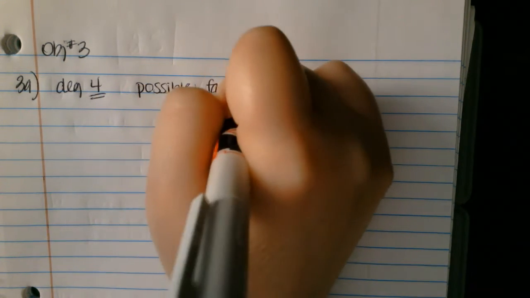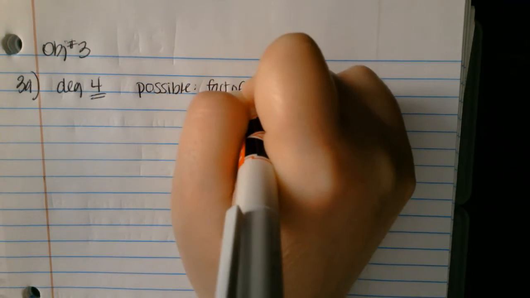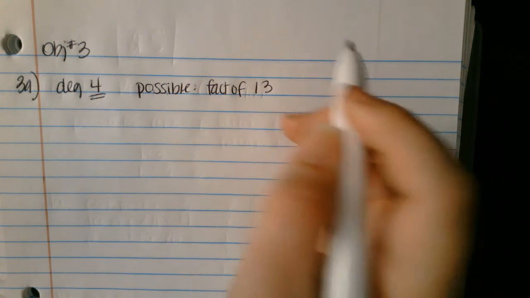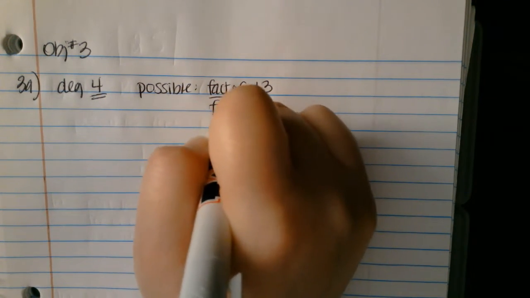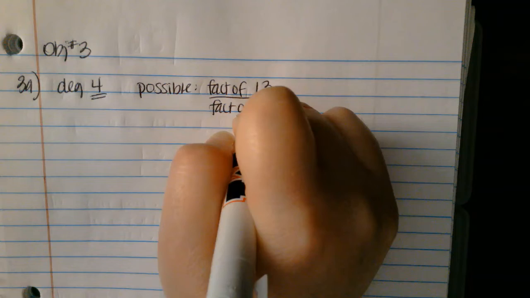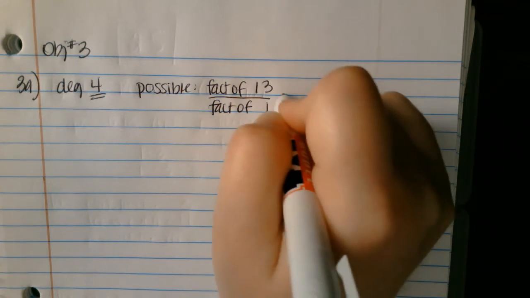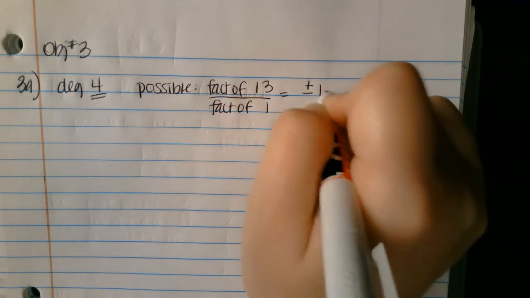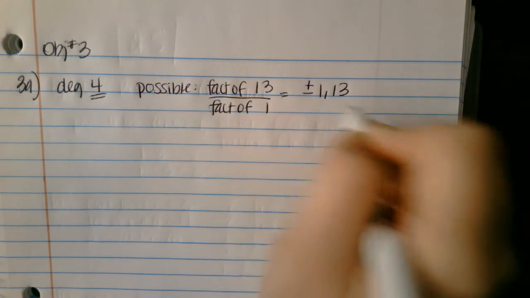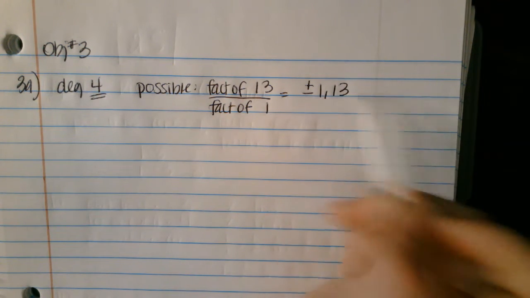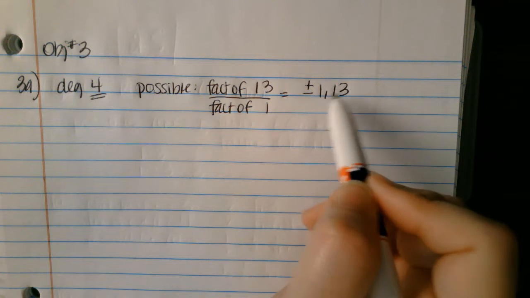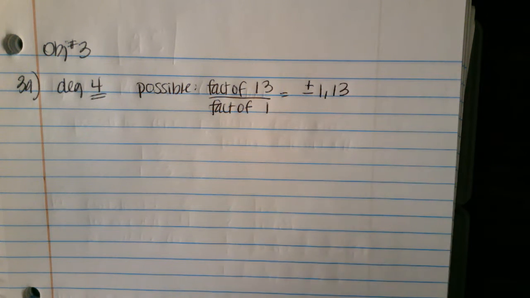So if we first want to see what our possible rational zeros are, because we need somewhere to start, we're going to need factors of our constant, which is 13. We're going to divide that by factors of our leading coefficient, which is 1. So the factors of 13 are just 1 and 13. Factors of 1 is just 1. So we only have 4 possible factors, positive negative 1, positive negative 13. So let's start trying these.